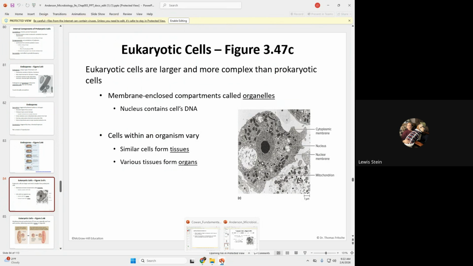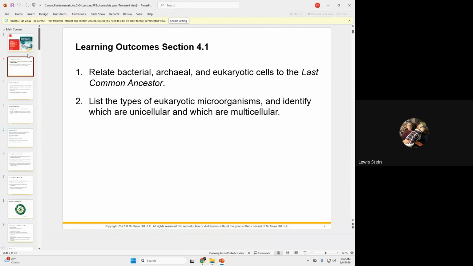I know this is a bit confusing, but that concludes our prokaryote studies on the anatomy, and now we're going to do the eukarya, and some of it will be review. This is Cowan's fourth chapter. That's your textbook chapter, and this is something they call the last common ancestor. We'll get into that. That has to do with something we call endosymbiotic theory.